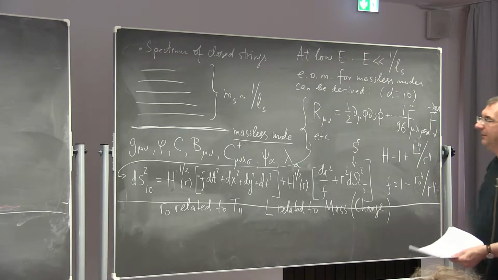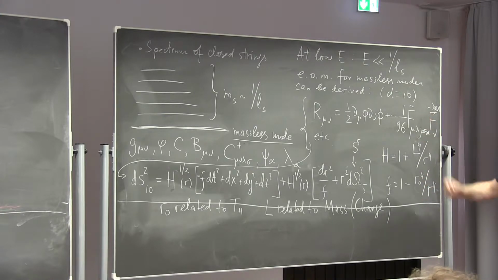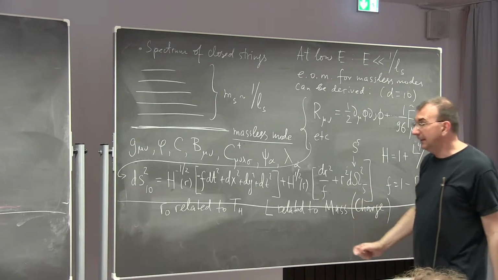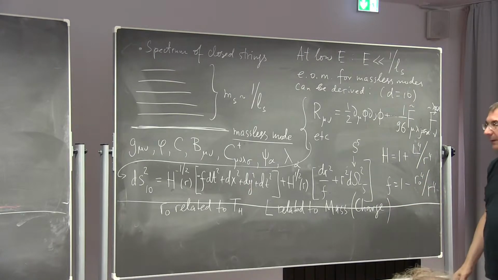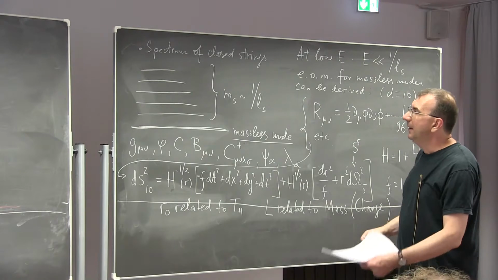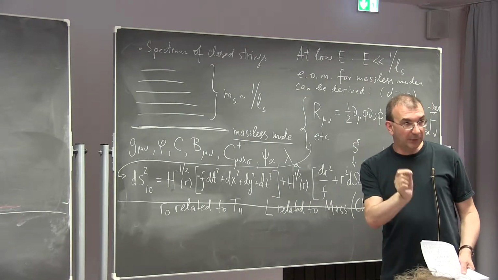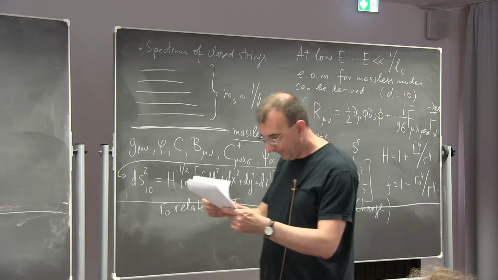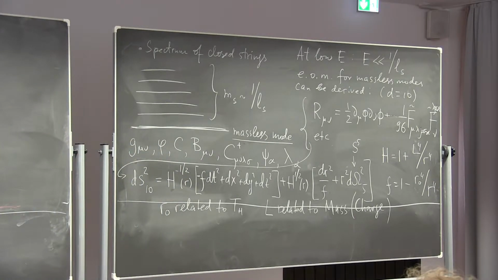Because remember, this is a solution similar to Reissner-Nordstrom. It is charged under this form, and therefore there is some charge involved. And you can relate charge and mass with some relation, so in some sense it's the same. So one of these parameters describes the Ramond-Ramond charge, and the second one is related to the temperature. Fine. So this is a solution of low energy, specific type of closed string theory. Well, now let's look at the open string spectrum.